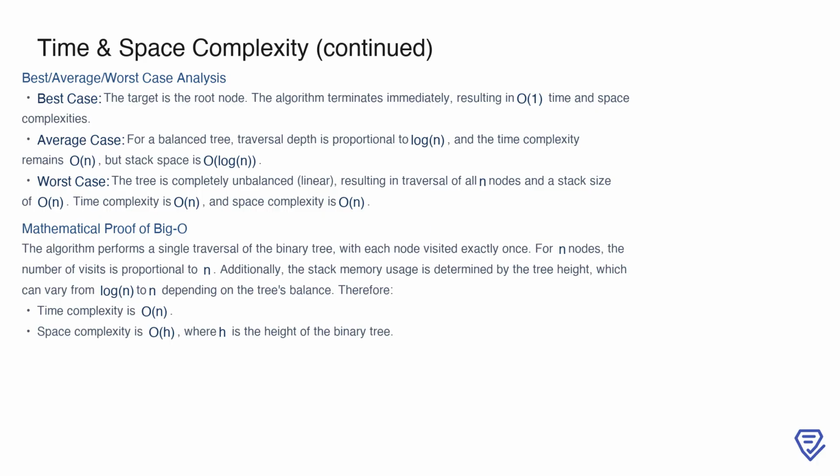A mathematical proof of these complexities shows that each node is visited exactly once, making the number of operations proportional to n. The stack memory usage, determined by the tree's height, varies between log n and n, depending on the tree's balance. Thus, the time complexity is n, and the space complexity is h, where h is the tree's height.